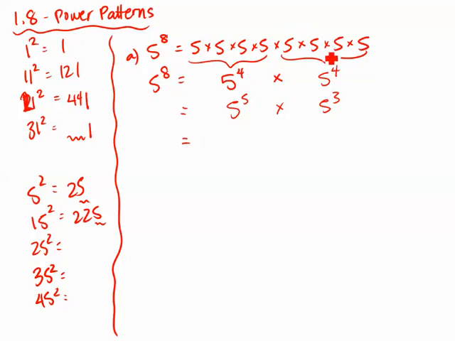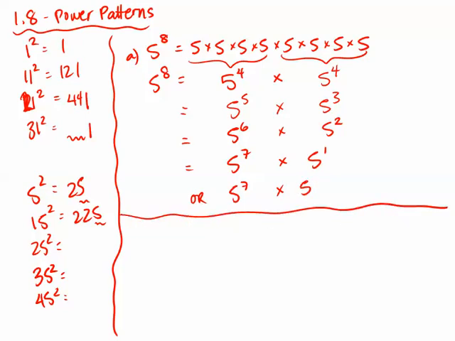I can also regroup this as 5 to the 6th, and I'd have 2 left, so that's 5 squared. And then the last example is 5 to the 7th, so I have 7 5s, and then I have 1 5 left over, which is the same thing as 5 to the 7th times 5. So it's pretty neat how those combine if you look at the relationship between the exponents and the actual answer that we're looking for.